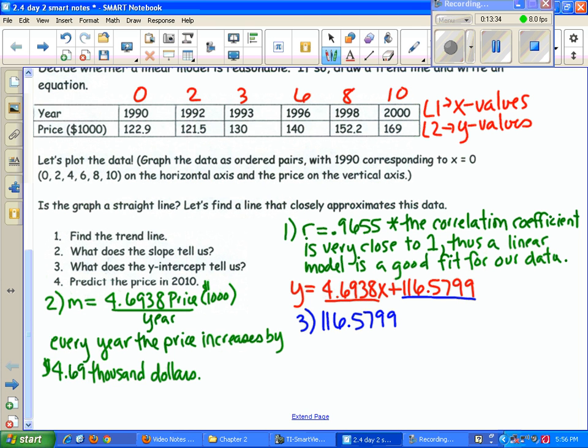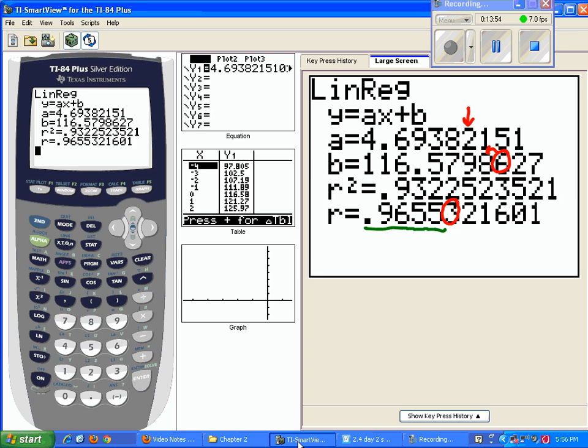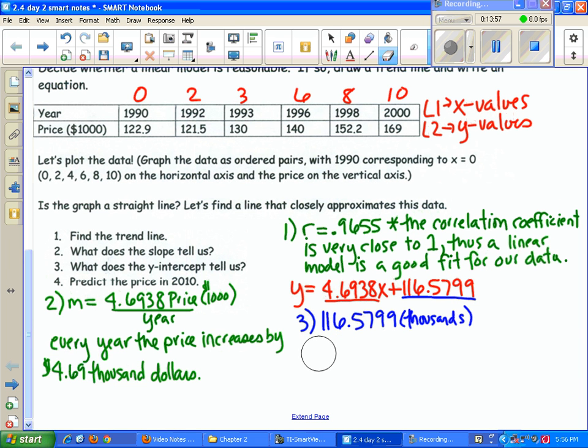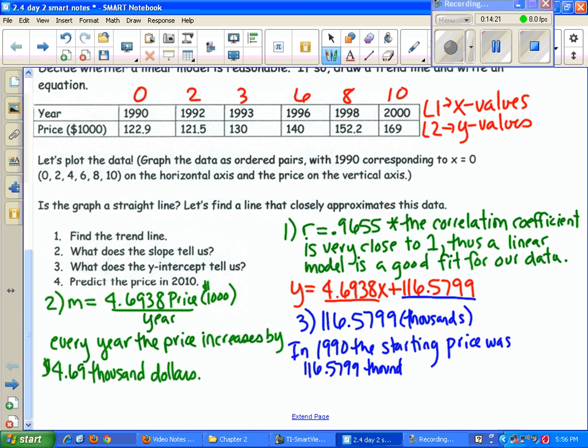For this one, the y-intercept is going to be the starting price in 1990, and of course this is in thousands of dollars. So I would say in 1990, the starting price was 116.5799 thousand dollars.